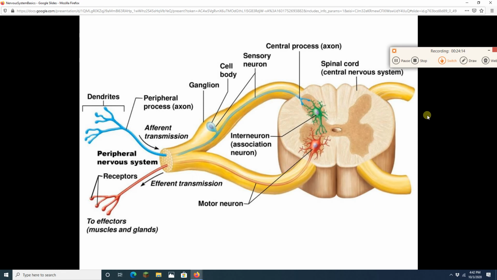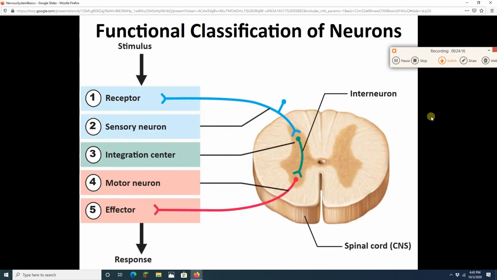All right, we've done our 3 basic types. Then there's the functional classification. We're going to have this functional classification based on the 3 functions, which you know already. The 3 functions were sensory input.